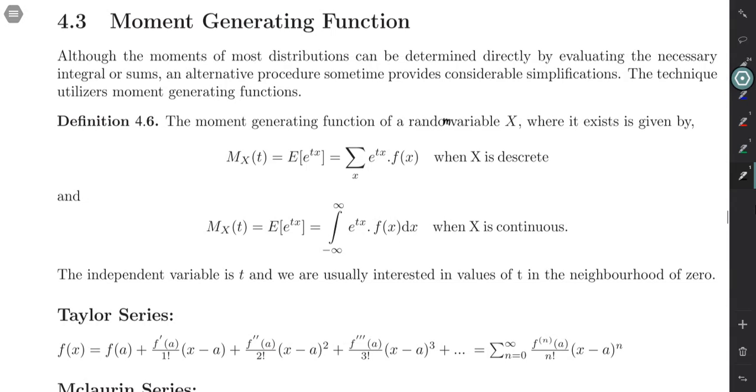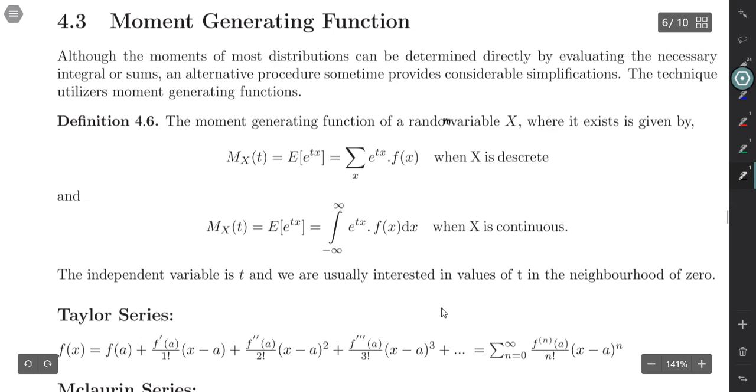Now let's look at the third section of Chapter 4, Moment Generating Functions. Although the moments of most distributions can be determined directly by evaluating the integral or the sum, an alternative procedure sometimes makes your calculation very simple. The technique that we use for that is called the moment generating function.